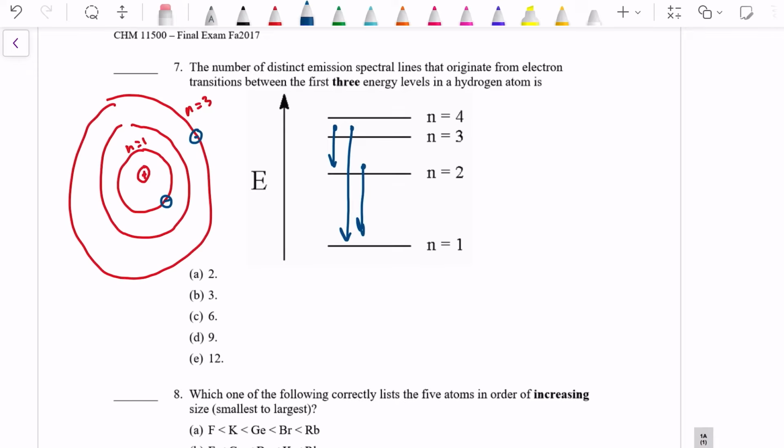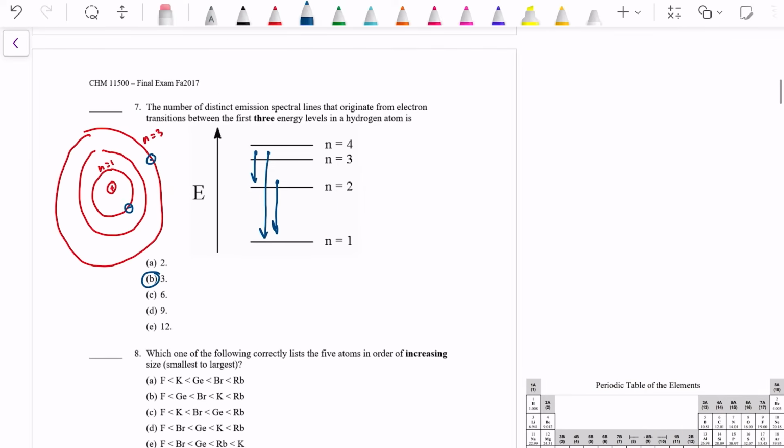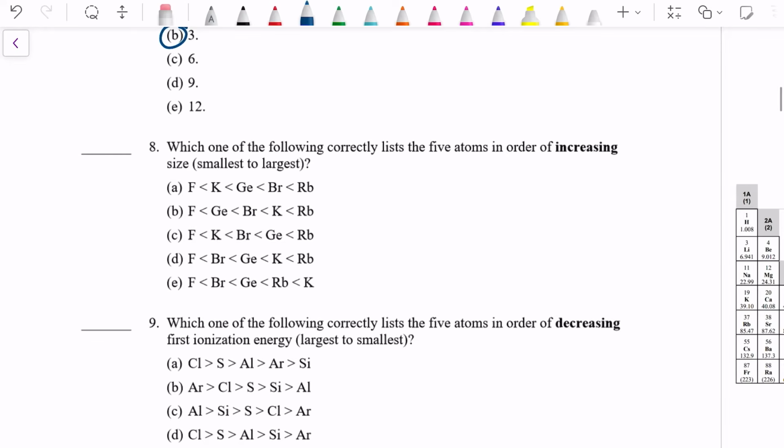Which leaves us with 7b. Sorry, I was pulling up the answer key. Okay. 8. Which one of the following correctly lists the 5 atoms in increasing size?